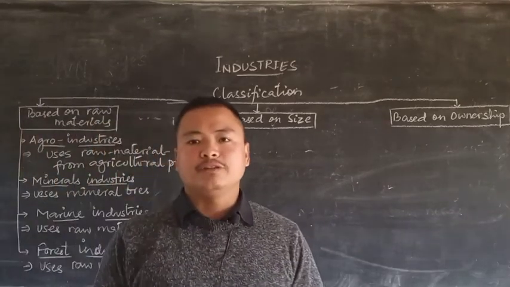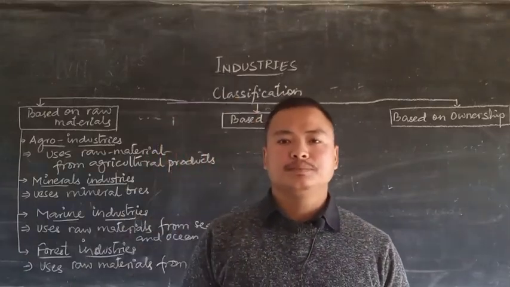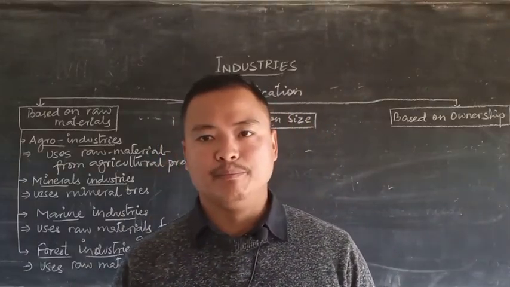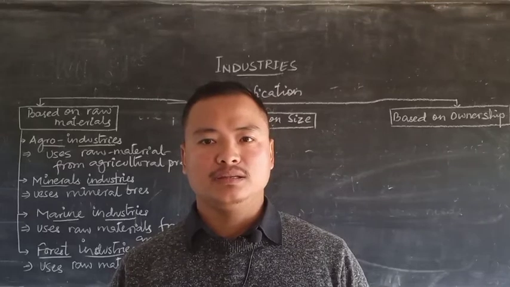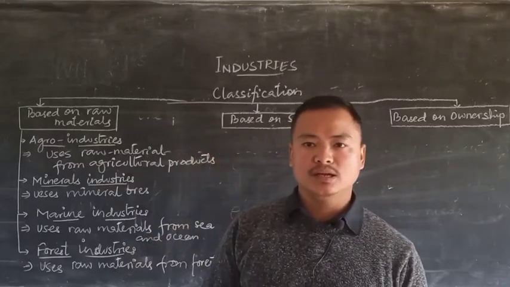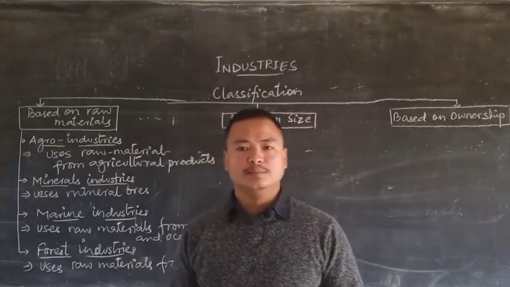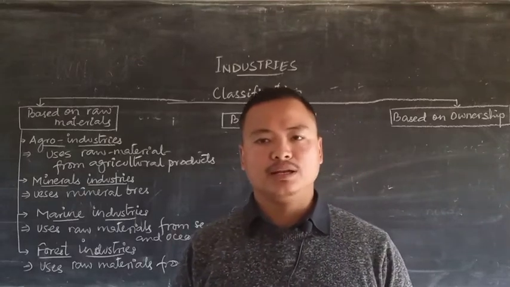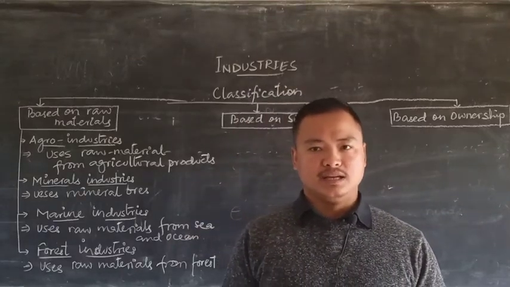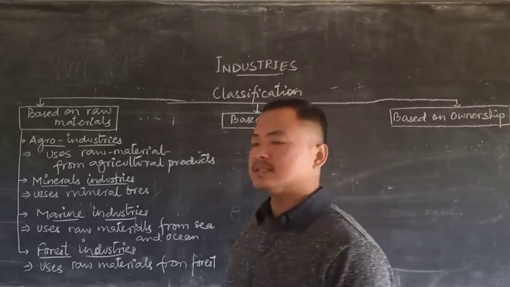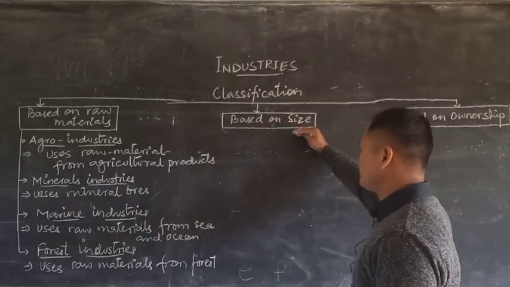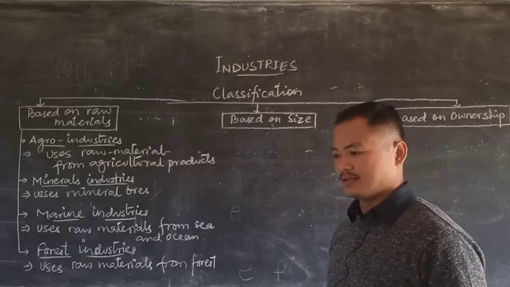So these are the four different types, or you can say subtypes of industries based on the uses of raw materials: the agro-based industry, the mineral industry, marine industry and forest industry. Now let's come to the second broad classification, that is based on size.